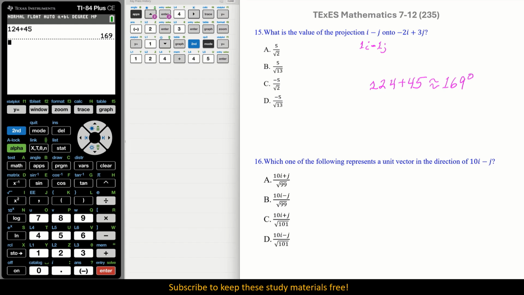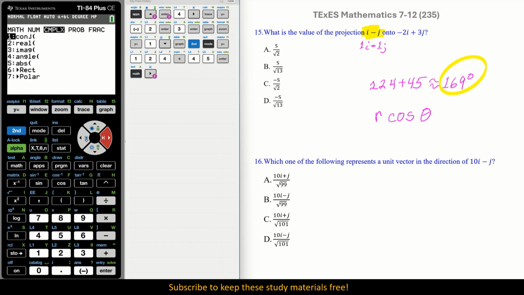Okay, so what are we doing here? We need to take one of our vectors. Well, let's go ahead and take this one, and then we need our theta. We are going to need to get our r. We need r cosine theta. All right, so let's get our r value. That's math, arrow over, and that's our number 5. That's our magnitude, so let's push 5.